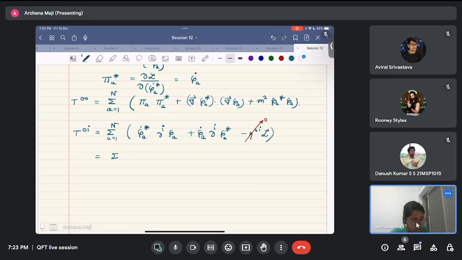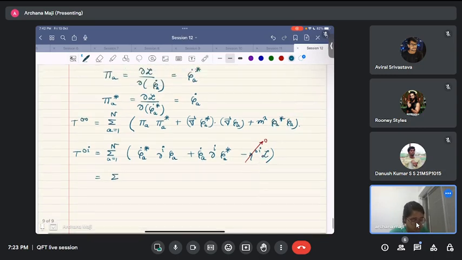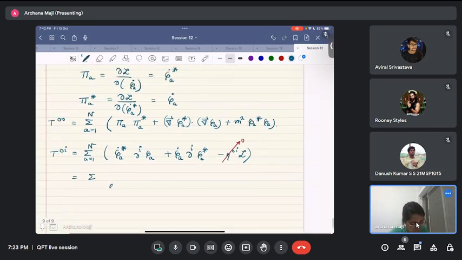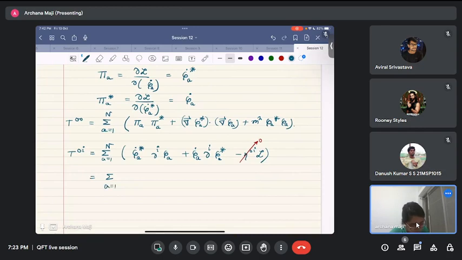Okay. Now we can replace this in terms of the conjugate momentum. This is pi a. This is pi a star. That is what you have in your options. Okay. Move on to next assignment, week 10.